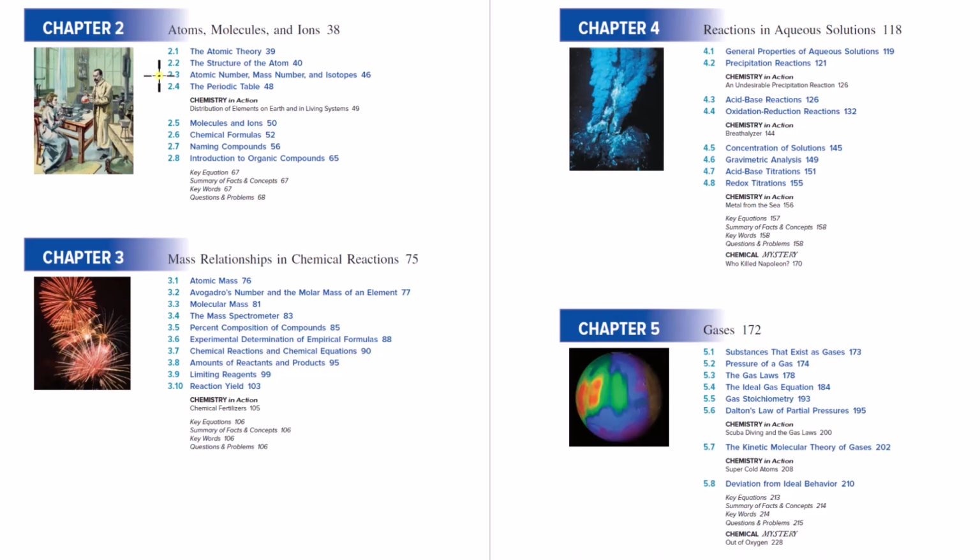Okay, so in this video, we're going to go through the 3rd, 4th, 5th, and 6th sections of Chapter 2. So we're going to start by talking about atomic number, mass number, and isotopes. Then we're going to do a basic overview of the periodic table. Then we're going to talk about molecules and ions. And then finally, we'll talk about chemical formulas.